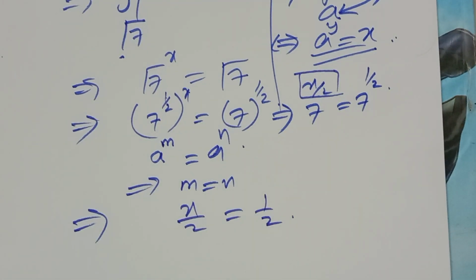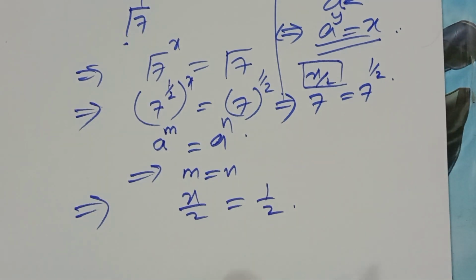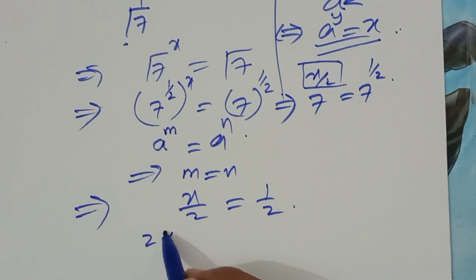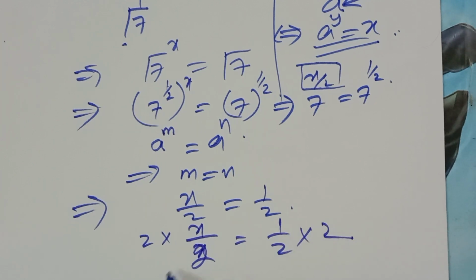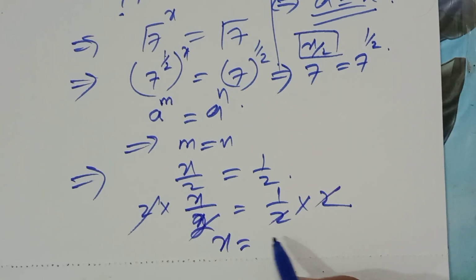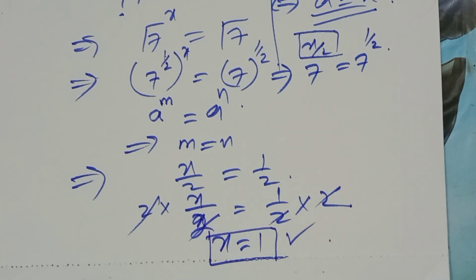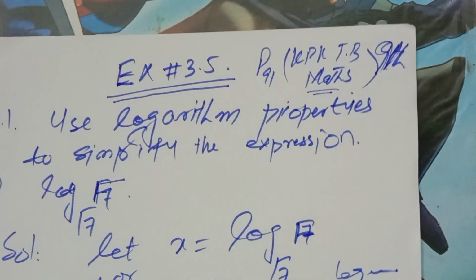So when we will have to multiply 2 with 2, then we will get only x. So multiply 2 on both sides. To find the value of x, we get x is equal to 1, which is the value of unknown x given in the exponential form. Okay, now go to the next question.